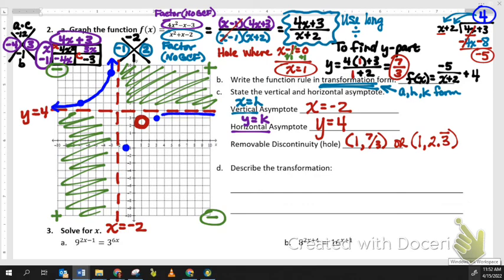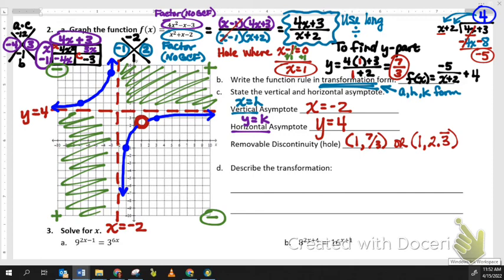Would this be correct? Why not? Can't go through that hole. That's a gap in my graph, so I can go up to the hole, then I have to jump over it or come up to it from the other side. Cannot go through the middle of that hole.